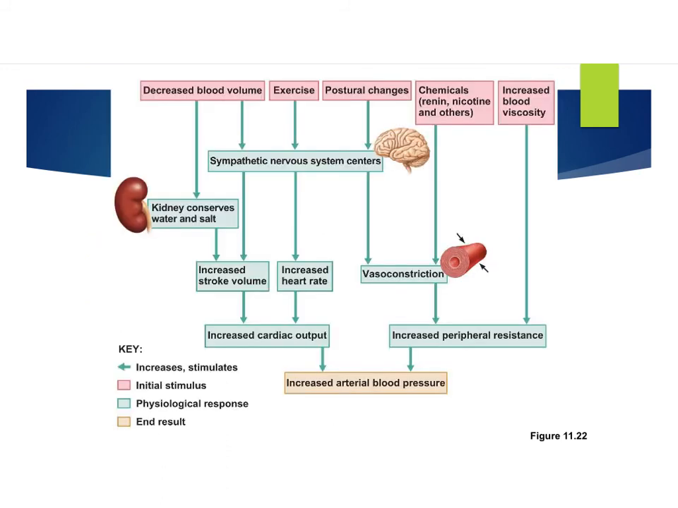So just like everything else with your heart, it can be impacted by a variety of things, including blood volume and regulation from your kidneys, exercise, and posture changes. Your blood pressure generally is higher when you're standing than when you're lying down. And then chemicals like hormones like renin can impact your blood pressure, as can blood viscosity. If your blood is thicker because you've been at a high elevation, or if you're on a drug like Procrit, that can increase your blood pressure.